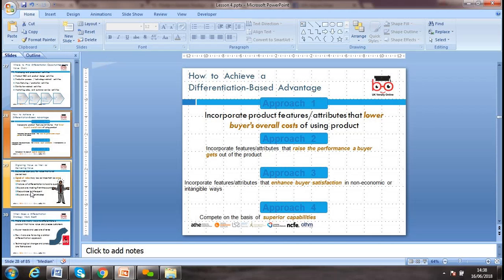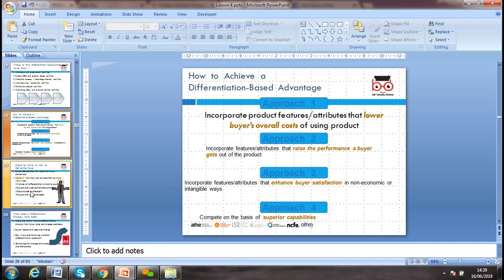Incorporate the features and attributes that raise the performance of the buyer. Incorporate and attribute to enhance buyer satisfaction in the non-economic intangible. Intangible: tangible we can see, intangible we can't see, which doesn't have a physical substance, like goodwill, like the reputation of the product, the image of the product, the coloring scheme of the product, the convenience for the customer. So these are all intangible but create a lot of value, and it's a good image for the organization.